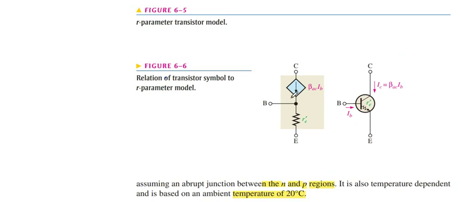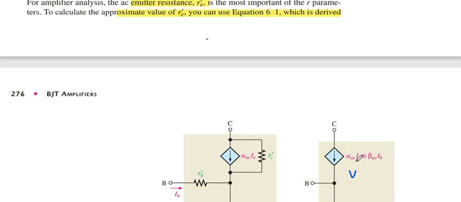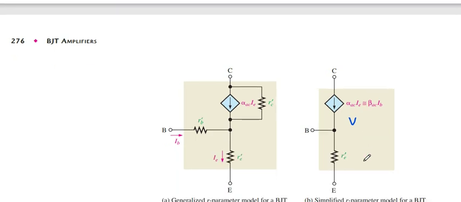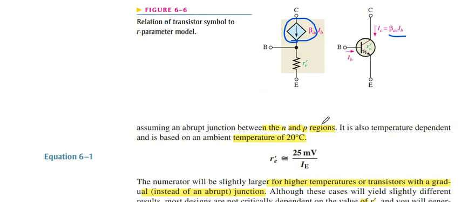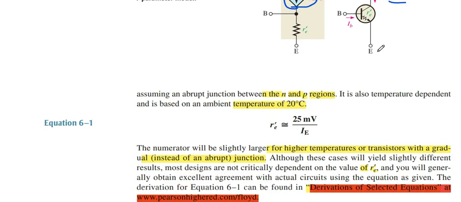In this diagram, the diamond shape is a circuit basically depending upon beta AC times IB or alpha AC times IE. So it can be removed when base and emitter are forward biased.